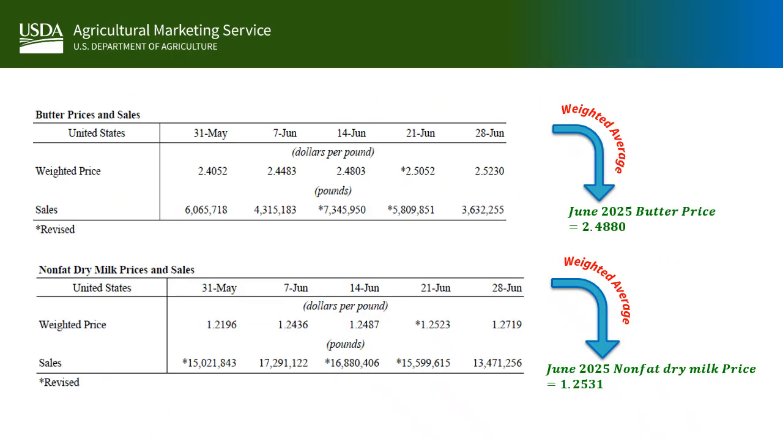Step 1. AMS surveyed commodity prices and sales volumes for butter and non-fat dry milk and published them in the weekly NDPSR. If you take the weighted average of the weekly prices and sales volumes for butter and non-fat dry milk respectively, you will find the weighted average prices for those two commodities. In this example, for June 2025, the monthly weighted average butter price was $2.4880 per pound, and the non-fat dry milk price was $1.2531 per pound.